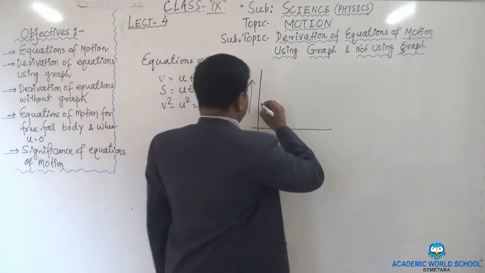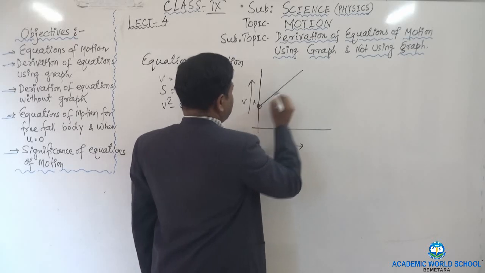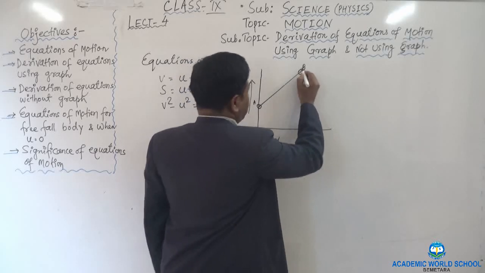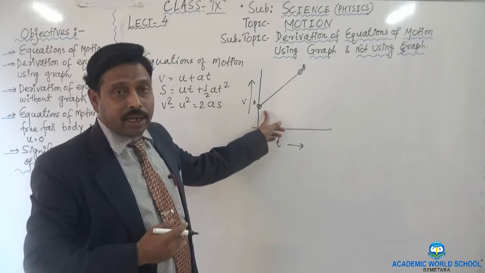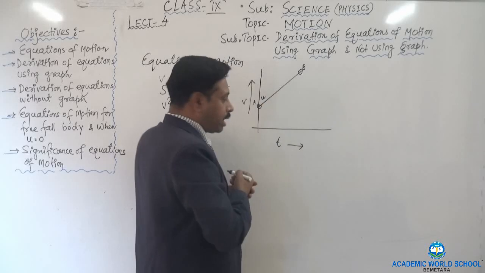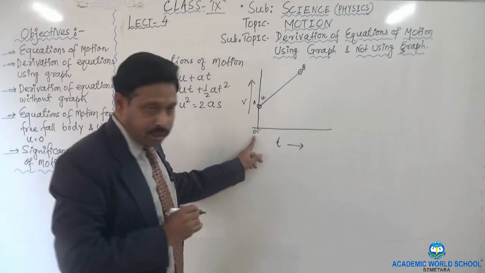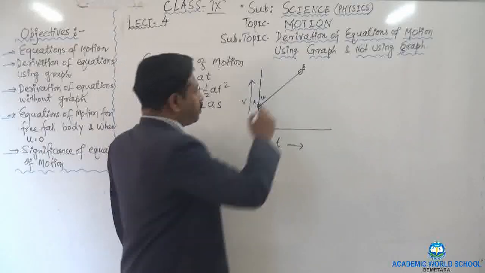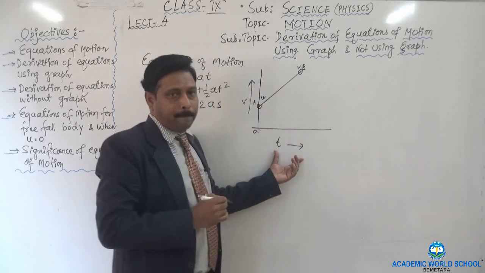Let me draw the graph in this way. Let it is the A position of the body. This is the B position of the body. Okay? Let the initial velocity at A be u. Initial velocity u at time 0. Okay? At time 0. O is the origin. Let the final velocity of the body at B is v at time interval t.